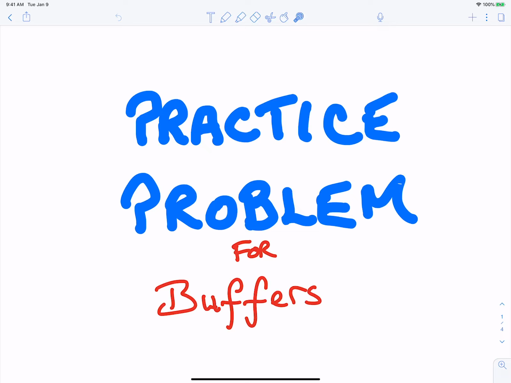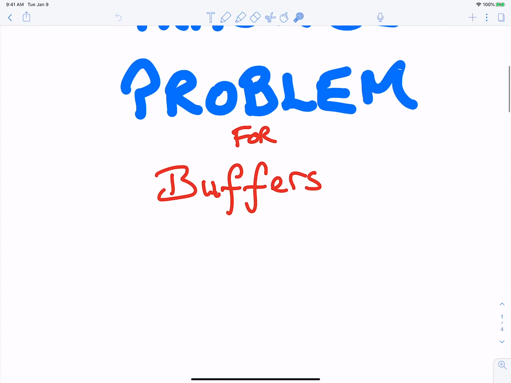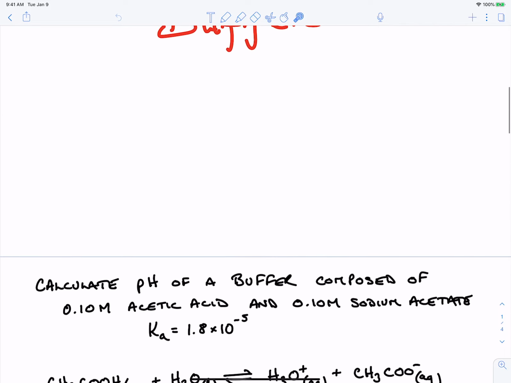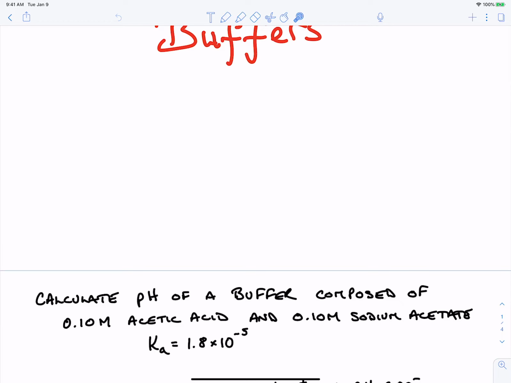So here's a practice problem for buffers that we typically see. Here's the question: calculate the pH of a buffer composed of 0.10 molar acetic acid and 0.10 molar sodium acetate. And you're given the value of Ka, which in this case is 1.8 times 10 to the minus 5 for acetic acid.